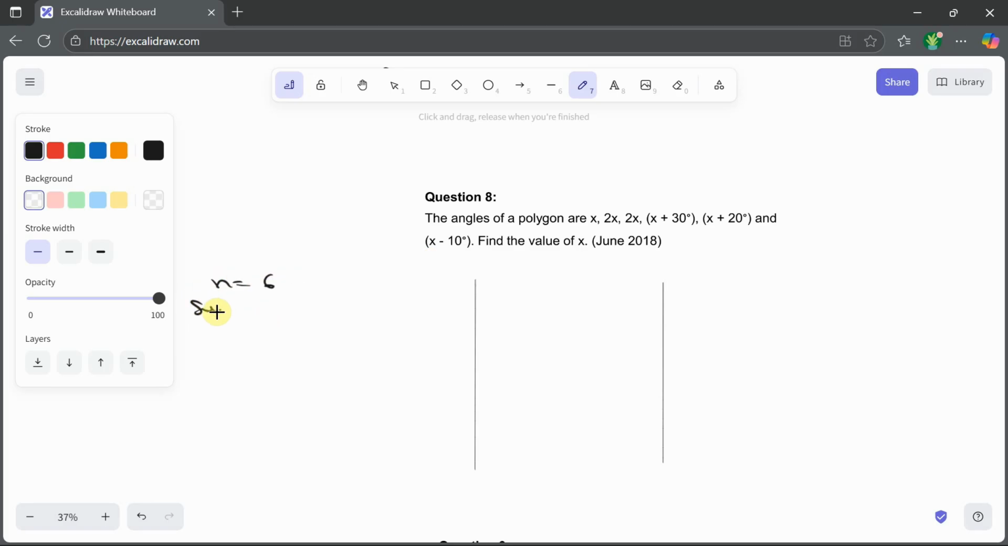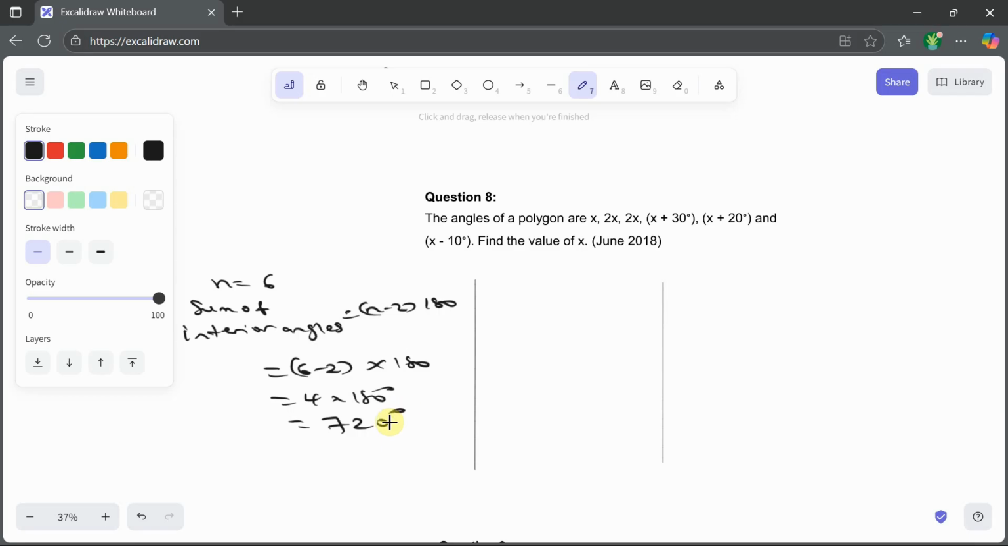So sum of interior angles. Now they said the sum of the angles of a polygon. They did not tell us if it's interior or exterior. But when I give something like this, assume that it's going to be the interior angles. So sum of the interior angles is n minus 2 multiplying 180. So that will be 6 minus 2 times 180 degrees, and I'll give you 4 times 180 degrees, and I'll give you 720 degrees, right?